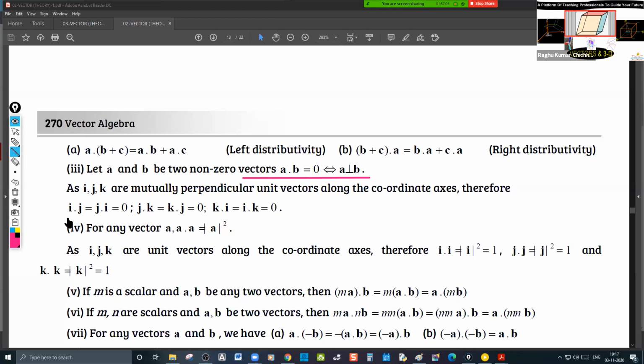Important point, please. I bar, j bar, k bar are mutually perpendicular to each other, and they are lying along x, y, and z axis like this. This is x axis, and this is y axis, and this is z axis. Now these are obviously mutually perpendicular to each other. This is i bar, this is j bar, this is k bar. Then what happens? i dot j is 0, j dot k is 0, k dot i is 0.